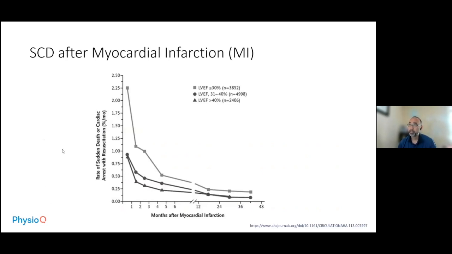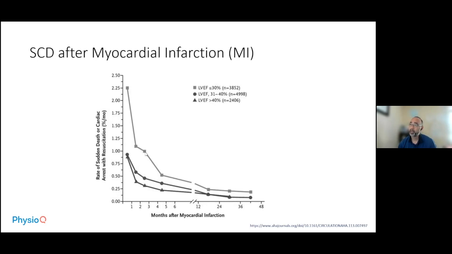Now, this sudden cardiac death often occurs after a heart attack or a myocardial infarction. And you can see that it often occurs right after, or in the few days after, a heart attack or myocardial infarction. And you can see that the prevalence is much higher in the first month, and then slowly goes down over a period of months to years.